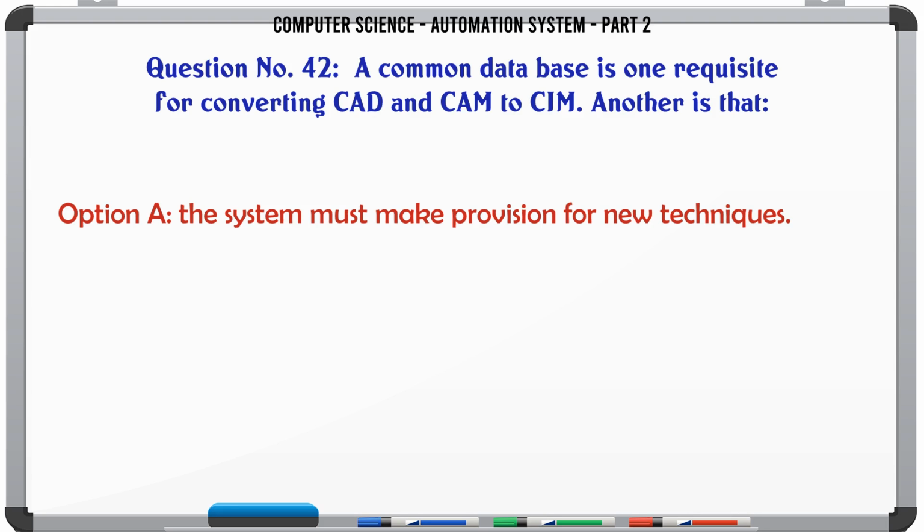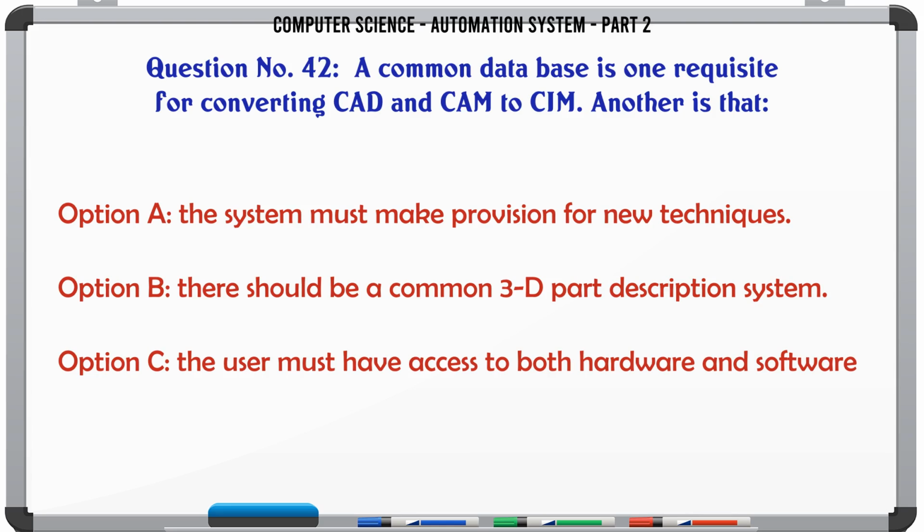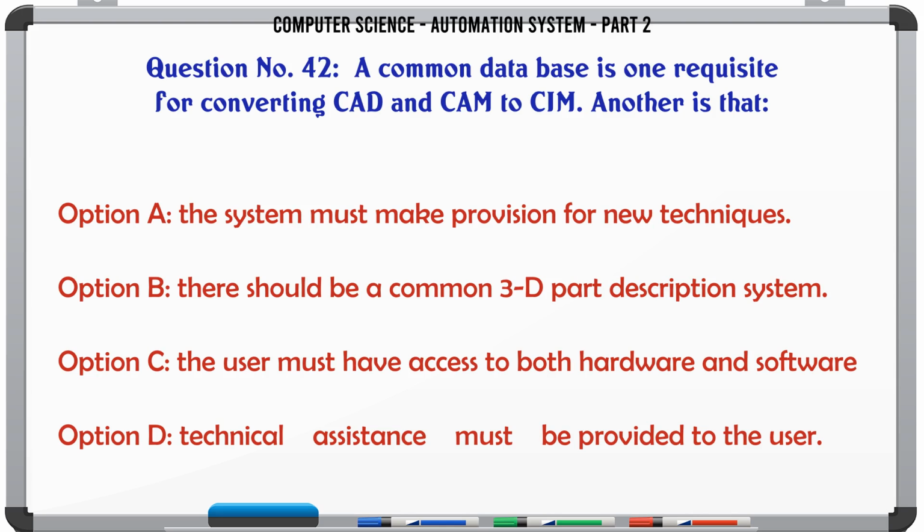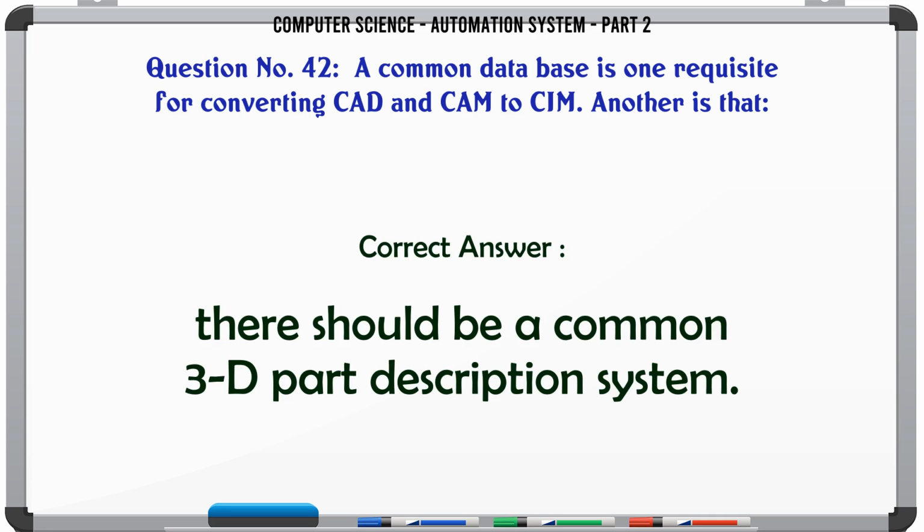A common database is one requisite for converting CAD and CAM to CIM. Another is that: A. the system must make provision for new techniques. B. there should be a common 3D part description system. C. the user must have access to both hardware and software. D. technical assistance must be provided to the user. The correct answer is there should be a common 3D part description system.